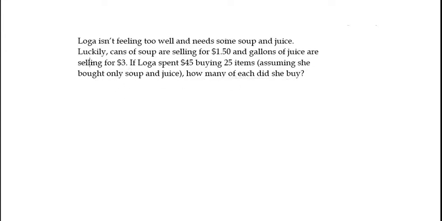When we do systems of linear equations, we're solving for two variables, two unknowns. So first off, we need to figure out what exactly we're solving for. We can't do anything if we don't know that, right? So in this very one, Loga isn't feeling too well, and she needs some soup and juice. That should be a hint right there. Cans of soup are selling for $1.50. Gallons of juice are selling for $3. Loga spent $45 buying 25 items.